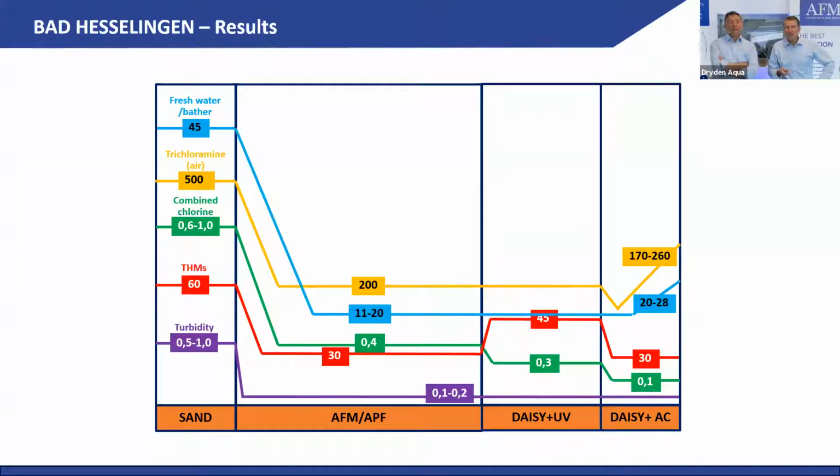And then the last one, fresh water use per bather was reduced dramatically again from 45 to about 11 liters. A 50% reduction. That depends how many bathers you have. But what you can say, we have half of the disinfection byproducts with half of the fresh water. And that's a factor of 4. So really good.